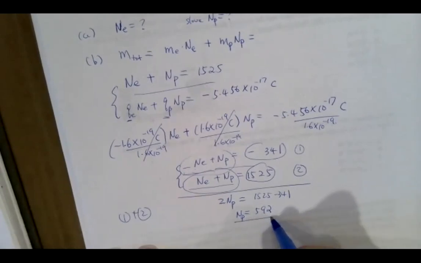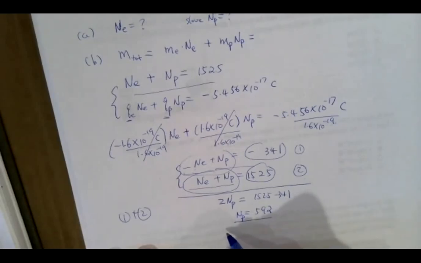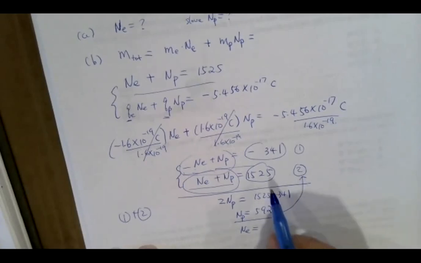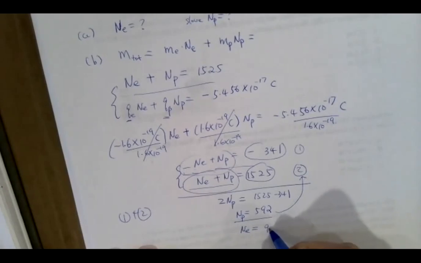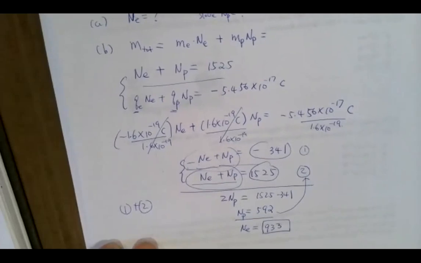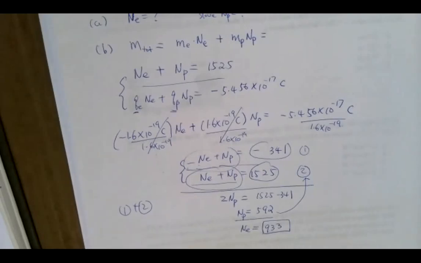And then you can take this number into either equation 1 or 2, okay? So you can solve for the number of electrons if you put this into this guy. So that means 1525 minus 592 gives you 933 for the number of electrons, okay? So that's part A there.